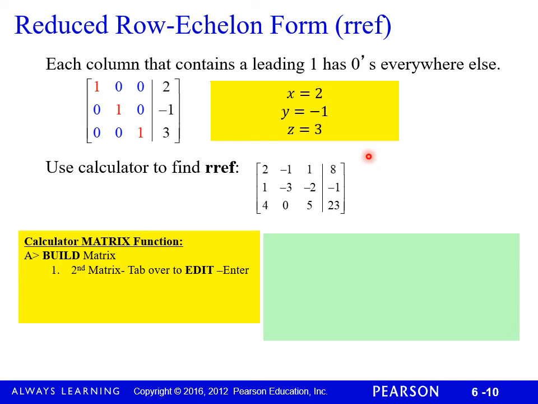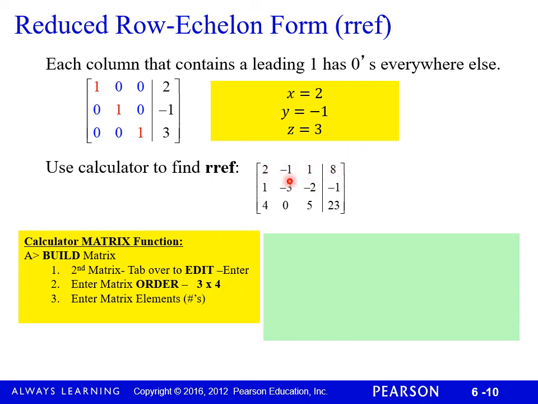If you hit the second button and then hit the matrix button, which is that x -1 button, you'll see 3 menus across the top of your calculator. So tab over to where it says edit and then hit enter. Here you will then enter the size of the matrix you want to enter. In this case, we have 3 rows and 4 columns, so enter 3 by 4, and then hit enter.